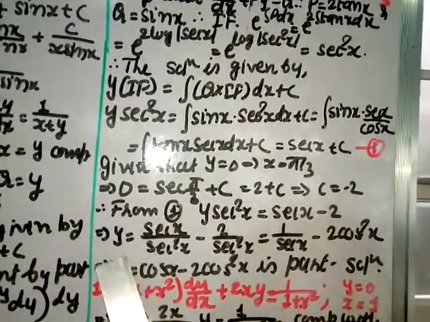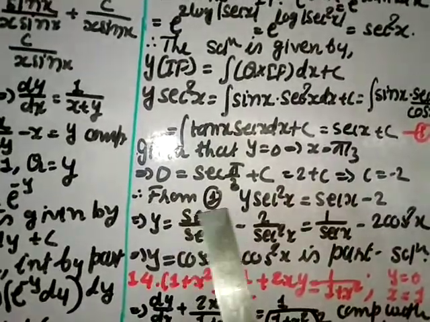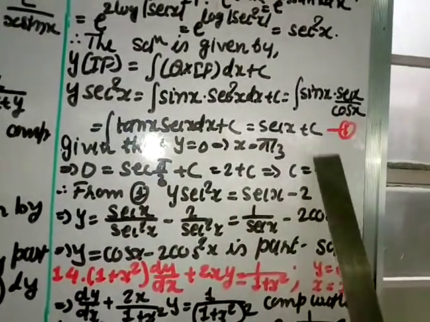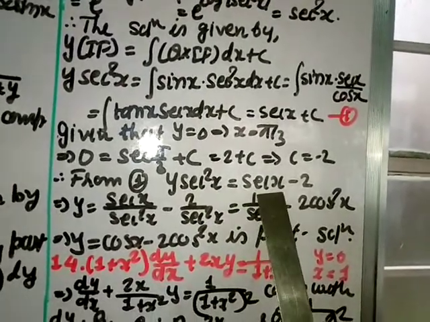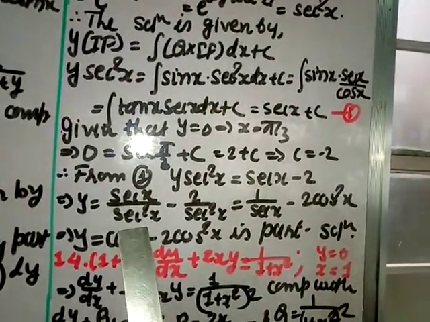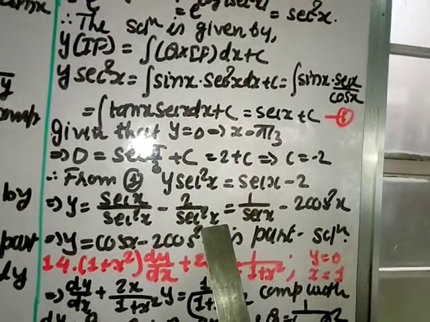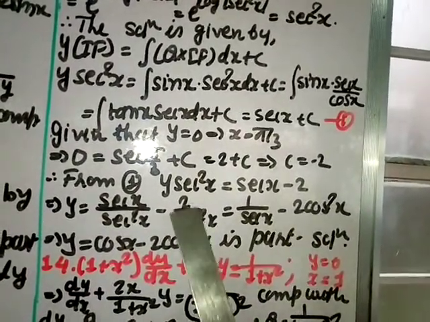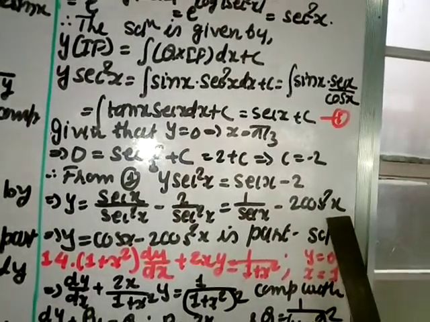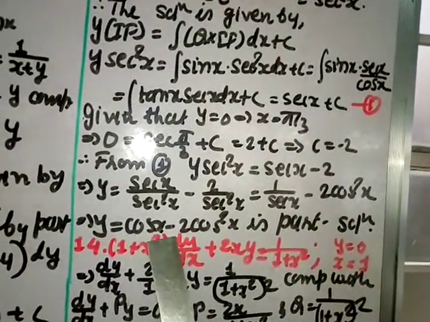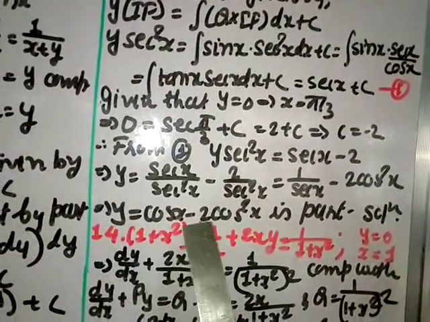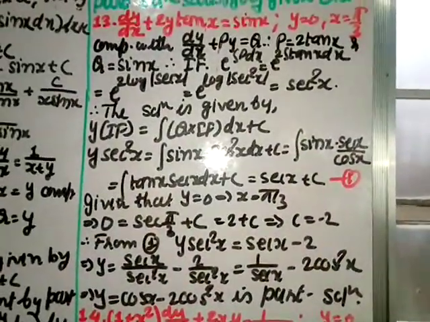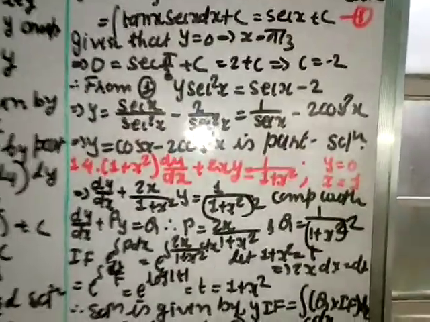Put it in equation 1. From equation 1, y sec square x equal to sec x minus 2, just putting the value as 2. Then the sec square transfers here, so you get sec x by sec square x minus 2 by sec square x. Sec by sec square gives you 1 by sec, minus 2 by sec square can be written as 2 cos square, and 1 by cos can be taken as cos x. So y is equal to cos x minus 2 cos square x, and this is the particular solution for the given differential equation.